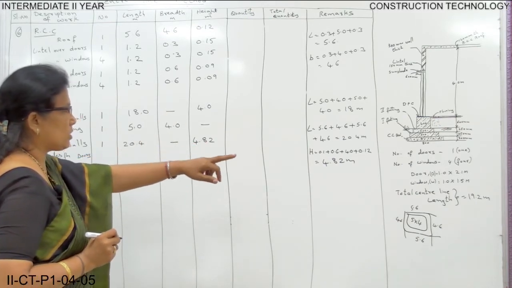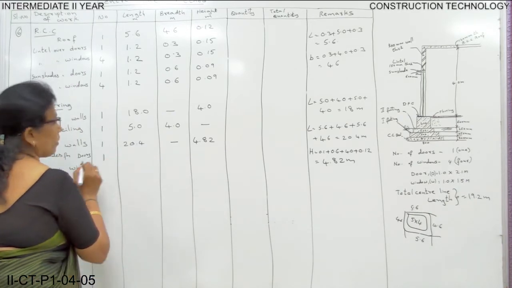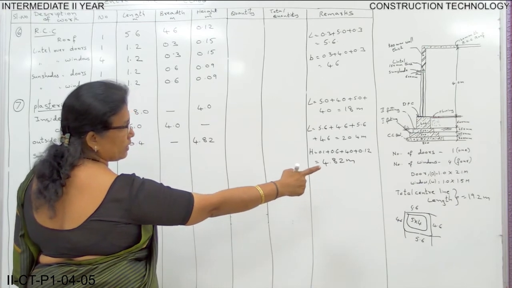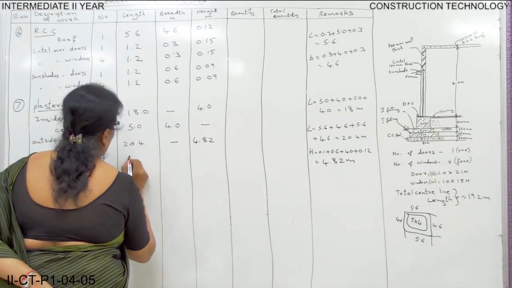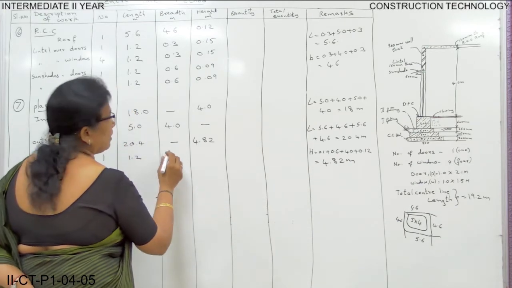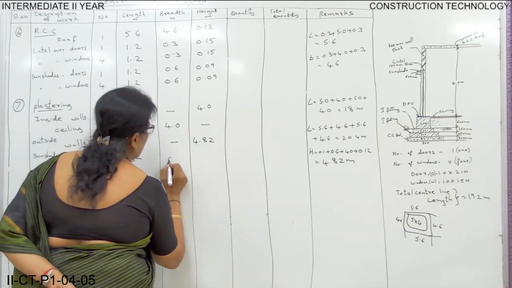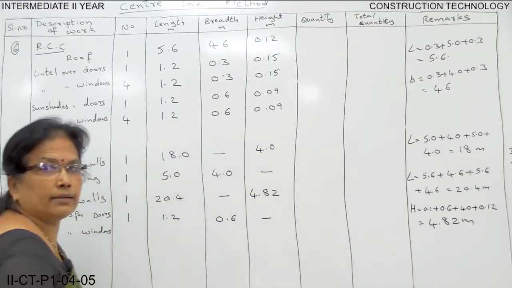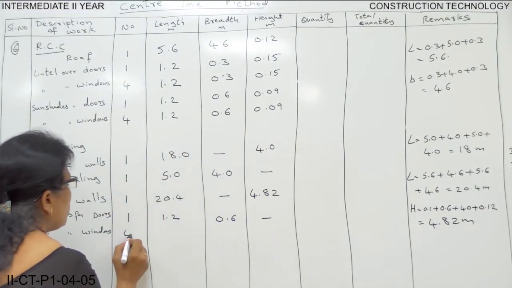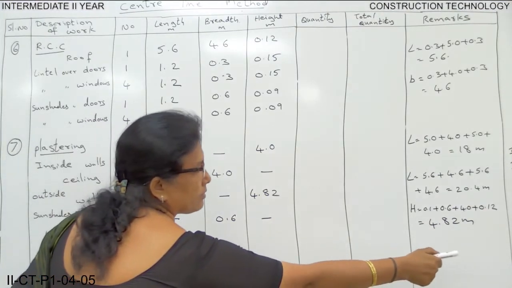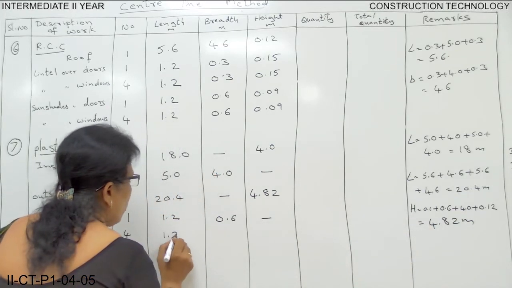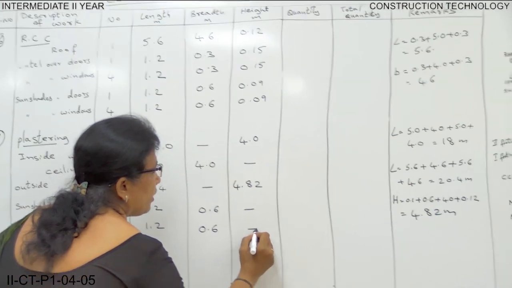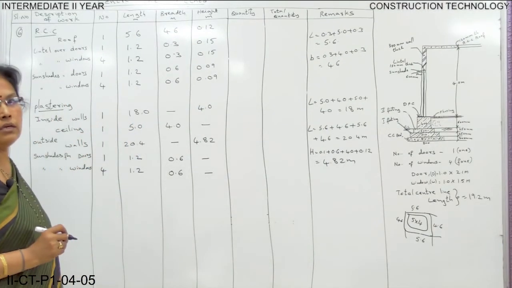Now coming to sunshade. Sunshades over doors. How many doors? One door. And what is the length of the sunshade? 1 means 1.2 is the length. And here same it is. 0.6 is the breadth. You won't have thickness. And windows, 4 windows. The length is 1.2 after adding projection. Then breadth is 0.6. Again, you don't have the height here.